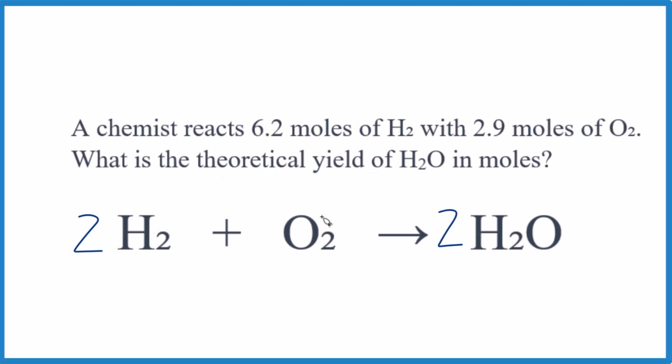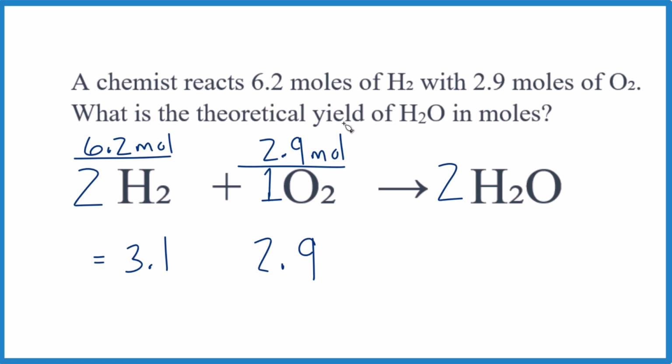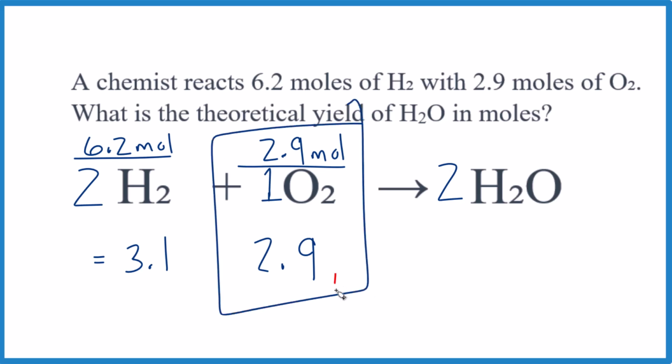So we set it up like this, and we'll put a 1 in front of the water here. Then we just divide these like this, and we get, so this number's less. This is the limiting reactant. O2, that's our limiting reactant, and H2 is in excess.